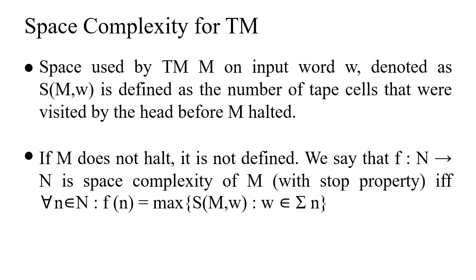Space used by Turing machine M on input word w, denoted as S(M, w), is defined as the number of tape cells that were visited by the head before M halted. If M does not halt, it is not defined. We say that f: N → N is the space complexity of M, with the stop property, if and only if for all n in N, f(n) equals max of S(M, w) for w in Sigma^n.